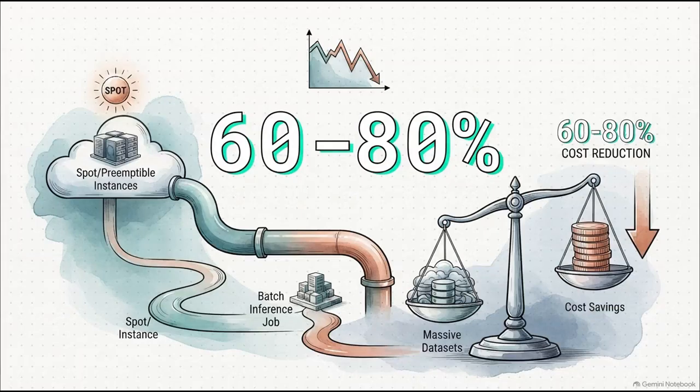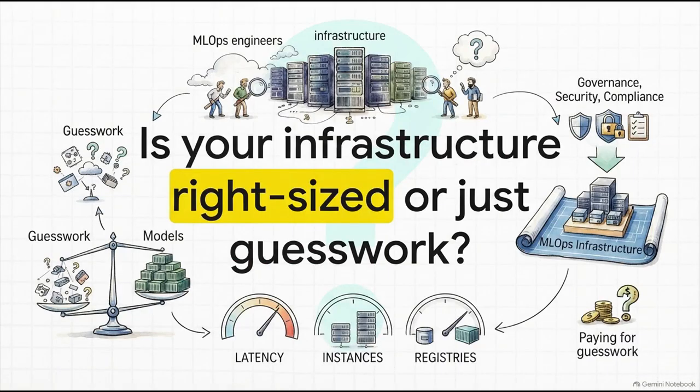Just to really hammer home how impactful these tactics are, simply by shifting your batch inference jobs over to spot or preemptible instances, organizations are routinely seeing dramatic cost reductions of 60 to 80%. I mean, when you're chewing through massive enterprise datasets, savings like that are a total game changer for your department's bottom line.